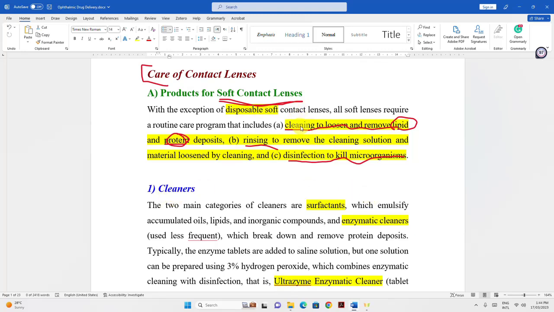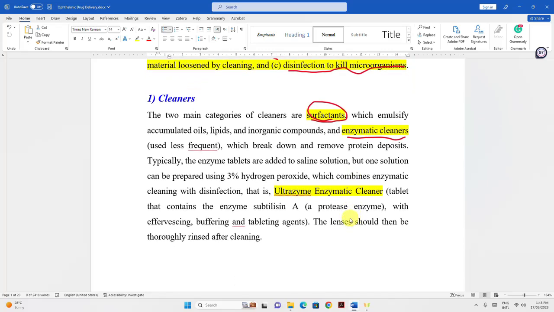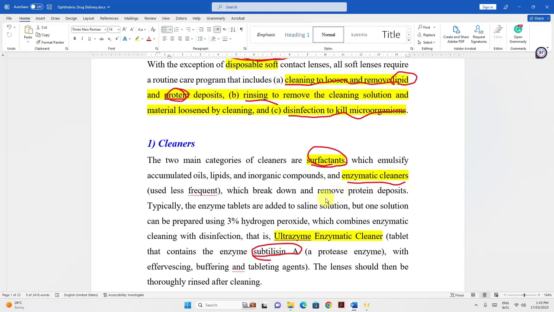Now, for cleaning purposes and to remove lipids and protein, we may use a surfactant, which will emulsify accumulated oils and lipids, and occasionally, less frequently, you may use enzymatic cleaners, for example containing subtilisin A enzyme, a protease enzyme. You may use it to remove protein deposits. We have a solution containing 3% hydrogen peroxide, which can be used as a disinfectant, and it combines enzyme for cleaning and disinfection in the product called Ultrazyme enzymatic cleaner.